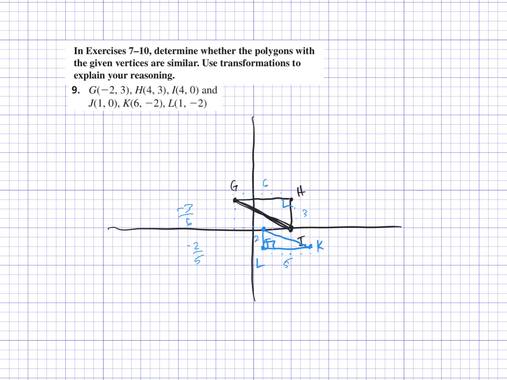So since those slopes are not the same, that changes a whole bunch of things. Okay, the other thing you could do is to see if they're similar. You could do the sides. So GH, 6, is to LK, as HI, 3, is to LJ. That's definitely not the same. Okay, so they're not proportional and the slopes aren't the same. So these are not similar.